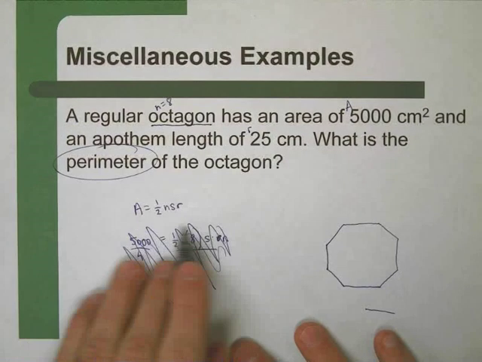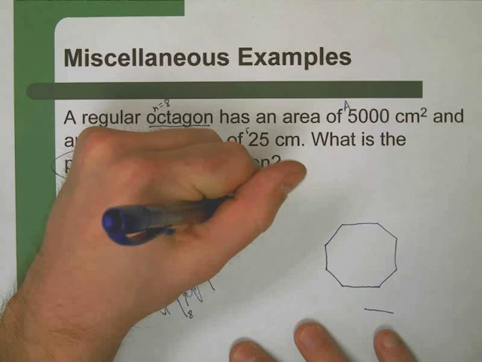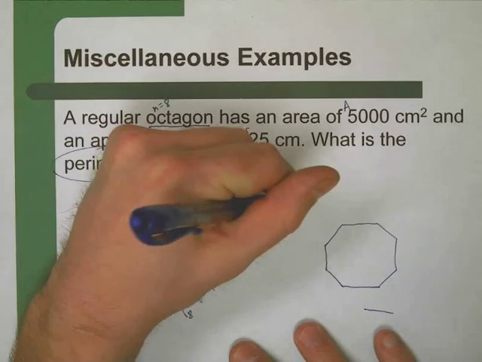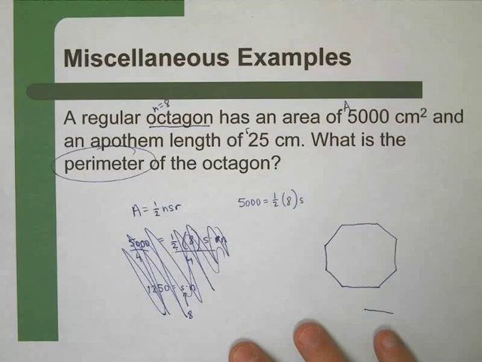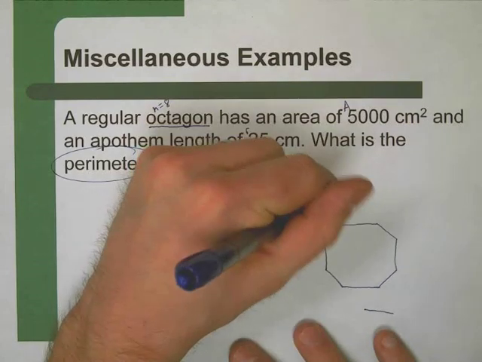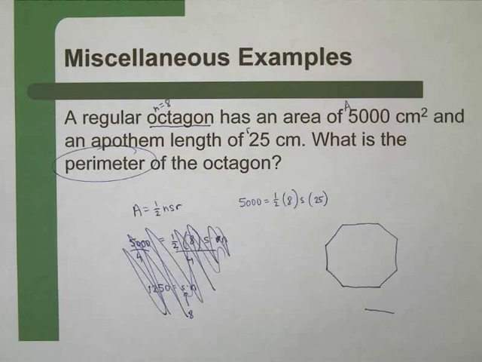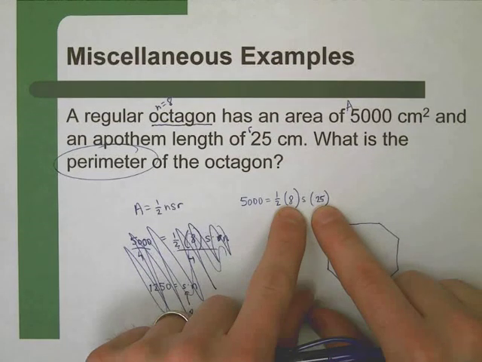Ready? Let's start from scratch. Area is equal to 1/2 NSR. I'm sorry, 5,000 is the area. The number of sides is 8. Each side length, I don't have a clue, but I know that the apothem length is 25. Man, does that make more sense? Jeez Louise, I'm struggling today.